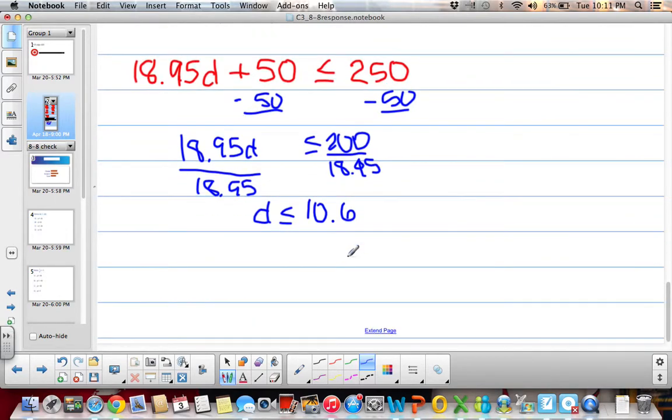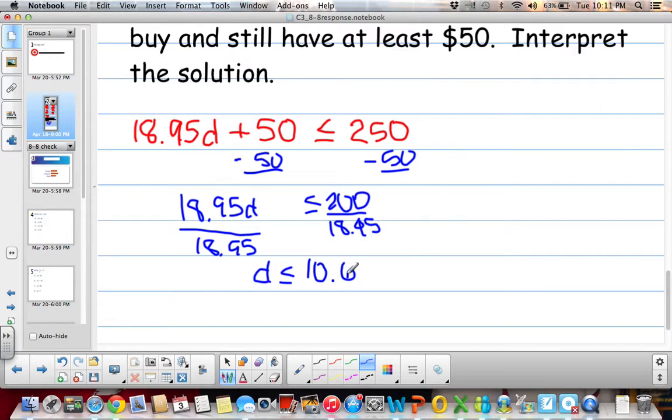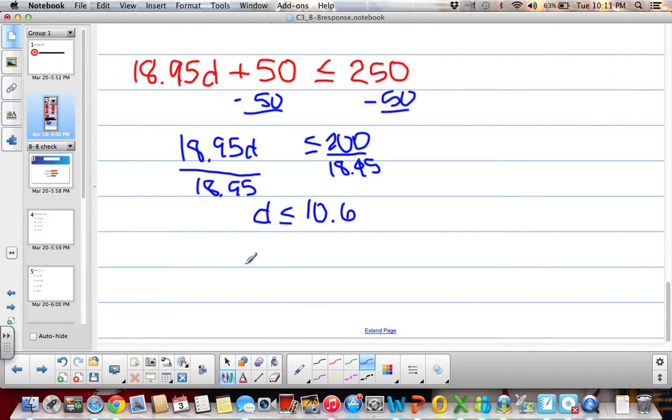Because we are talking about DVDs, this 10.6 is telling us that we can buy 10.6 DVDs for us to still have $50 left over and to have spent $250. We can't buy 0.6 of a DVD, so that means that we can buy 10 DVDs or less, and we could still have at least $50 left over, but we will have a little bit more because 10 DVDs isn't going to take us all the way up to $200.